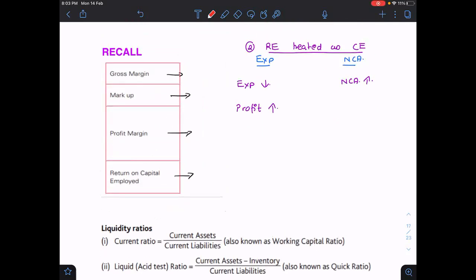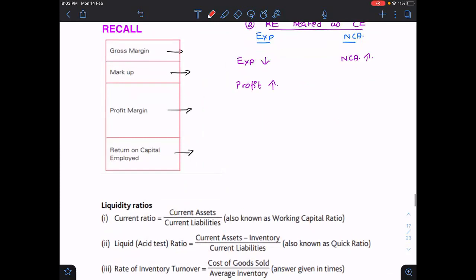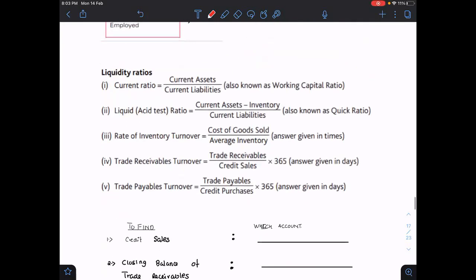ठीक है चलो, अभी लिक्विडिटी रेशियोज रिवाइज करो। Current ratio, current assets upon current liabilities. Liquid test ratio, current assets minus inventory upon current liabilities. Rate of inventory turnover, cost of sales.